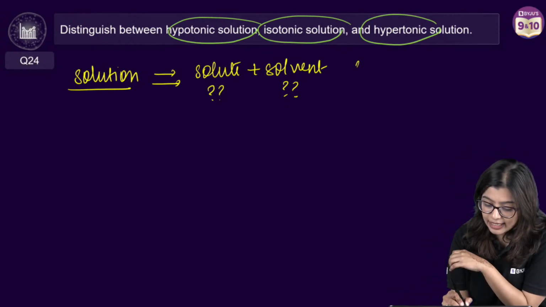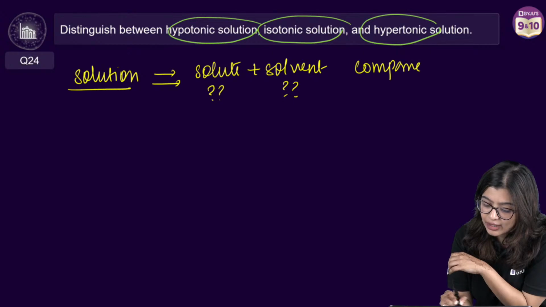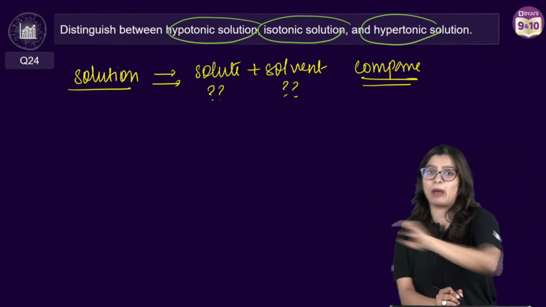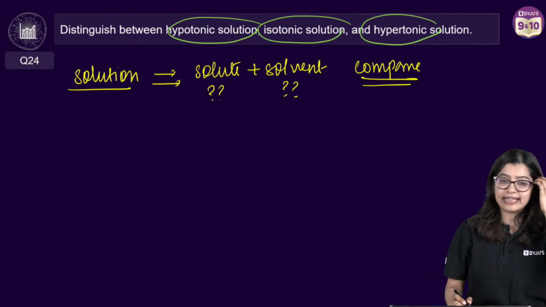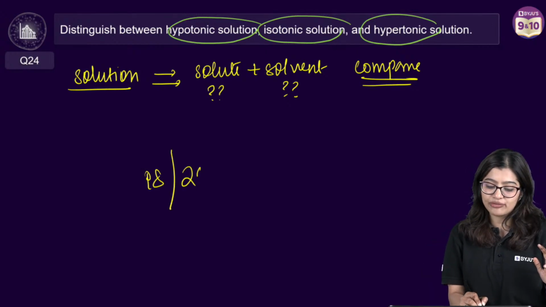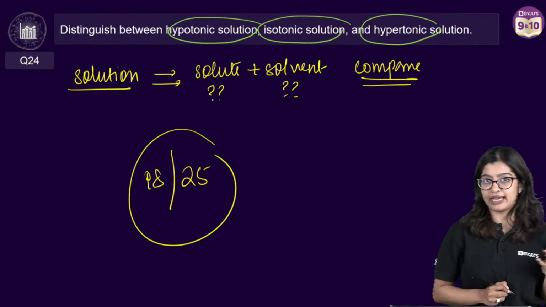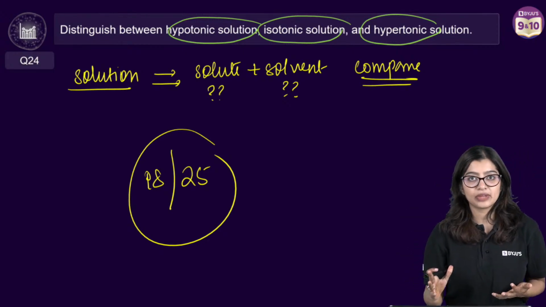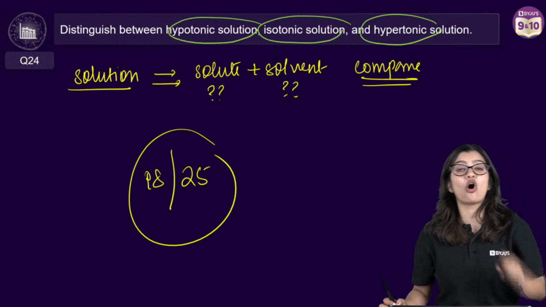So here we need to compare, right? We need to compare it with something. So there is more solute with respect to something. It is kind of like telling, Aishwarya ma'am got 18 out of 25 in her biology exam. Now how do I know if this is a good mark or a bad mark? Or if this is more or less?